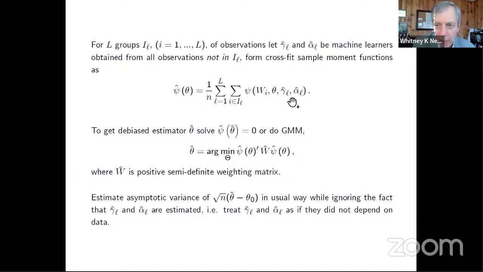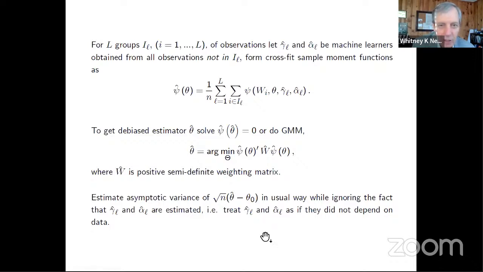Because machine learning is quite complicated, we haven't started to worry about the higher order properties of that yet. Presumably you might worry about these standard errors because they've got these high dimensional things in them, but they work reasonably well in the Monte Carlo examples that we've looked at. So it seems to work. You plug in these machine learners, you get an estimated moment function, and then you just treat gamma hat and alpha hat as known for the standard errors and everything's fine. You estimate the asymptotic variance in the usual way while ignoring the fact that gamma hat and alpha hat are estimated.